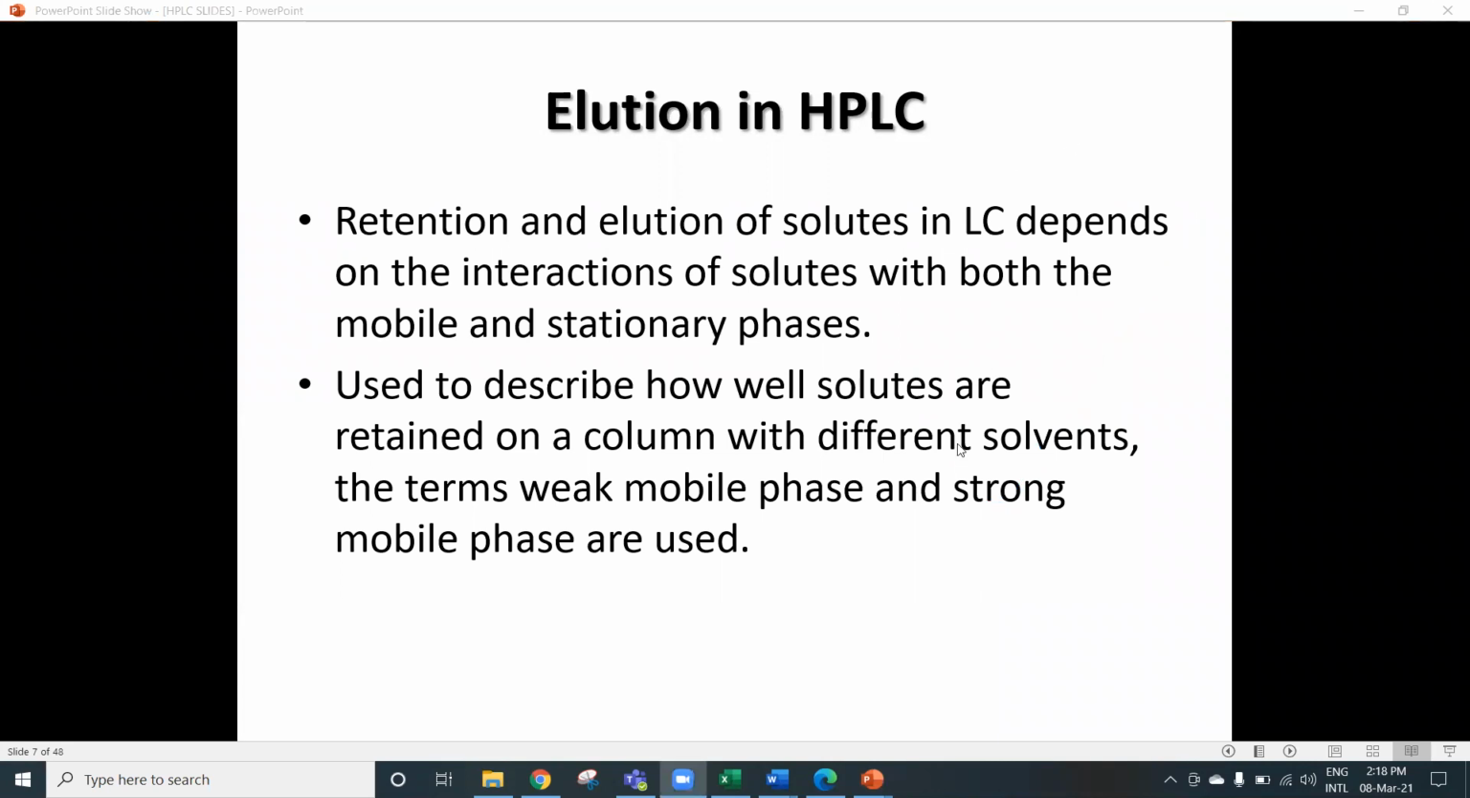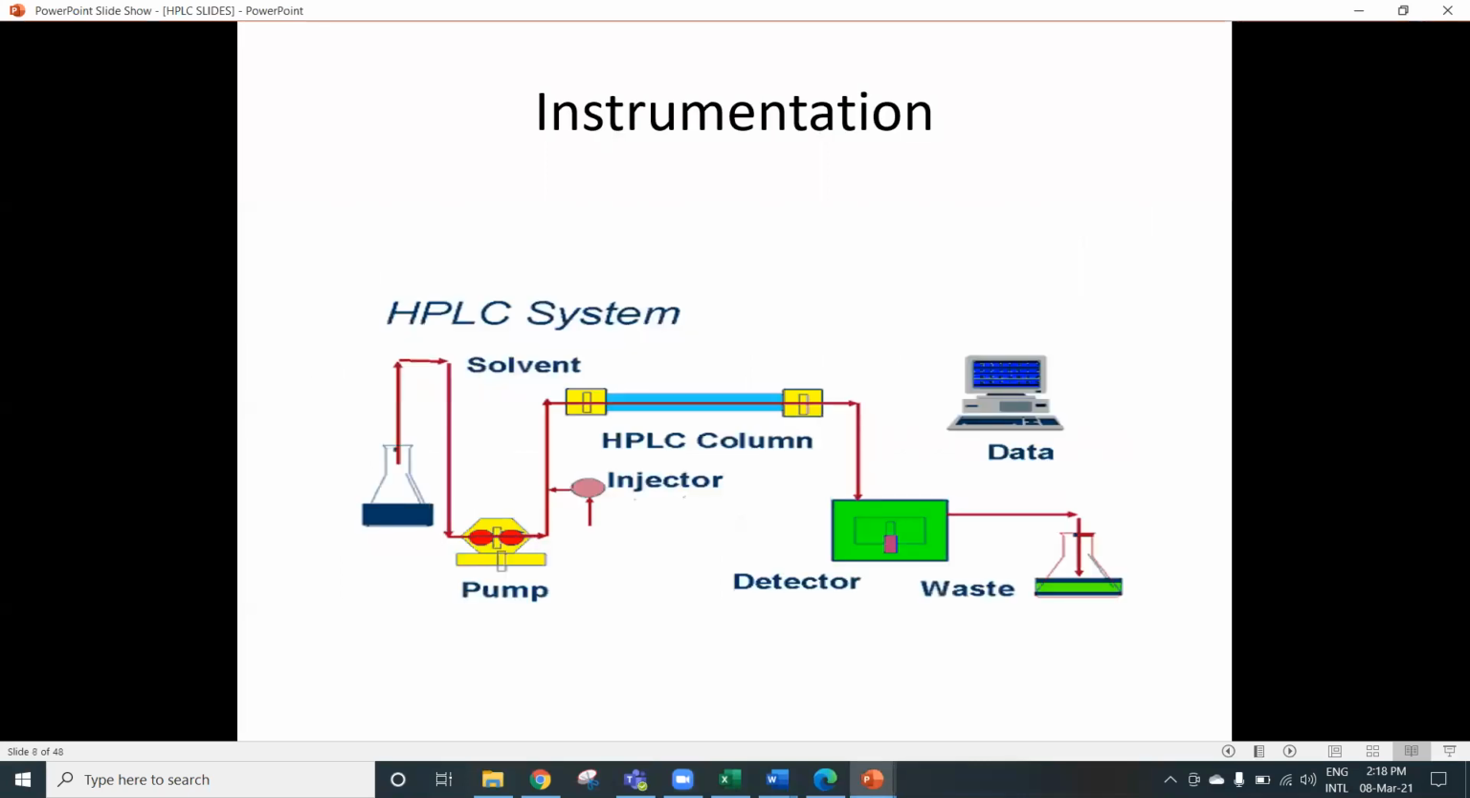So your interaction of your solutes on the same column will be different if you use different mobile phases. So the instrumentation, like I said, we're not going to be going in depth into HPLC like we did for GC. So this is your solvent reservoir. Then you have a pump, because the solvent is going to pass through the column using a pump. So your solvent passes through the pump and it flows into the injector. This is where your sample is injected.